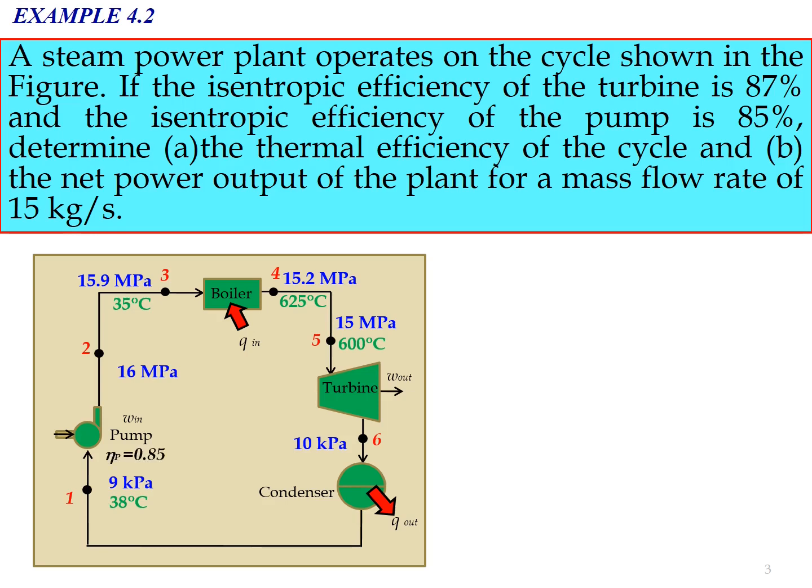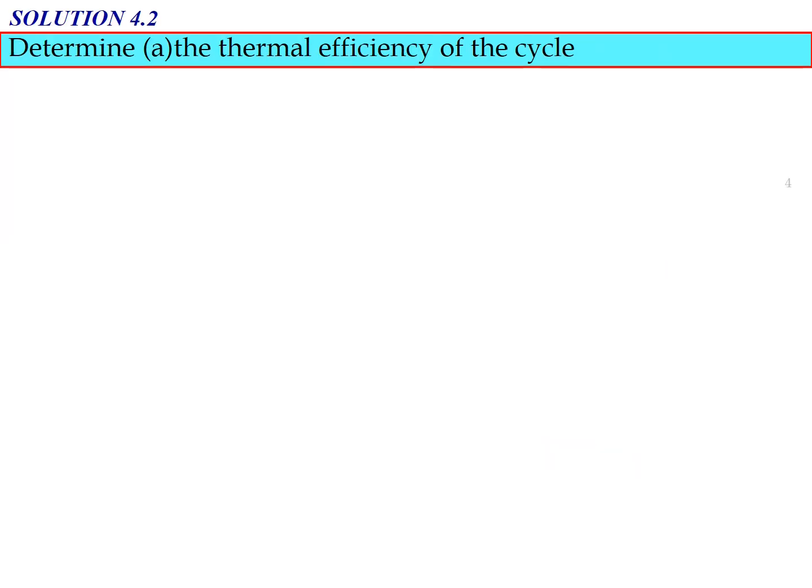The isentropic efficiency for the pump, eta P equal to 0.85, and isentropic efficiency for the turbine, eta T equal to 0.87. So now you need to determine the thermal efficiency and also the net power output for the steam power plant. Okay, determine A, the thermal efficiency of the cycle.